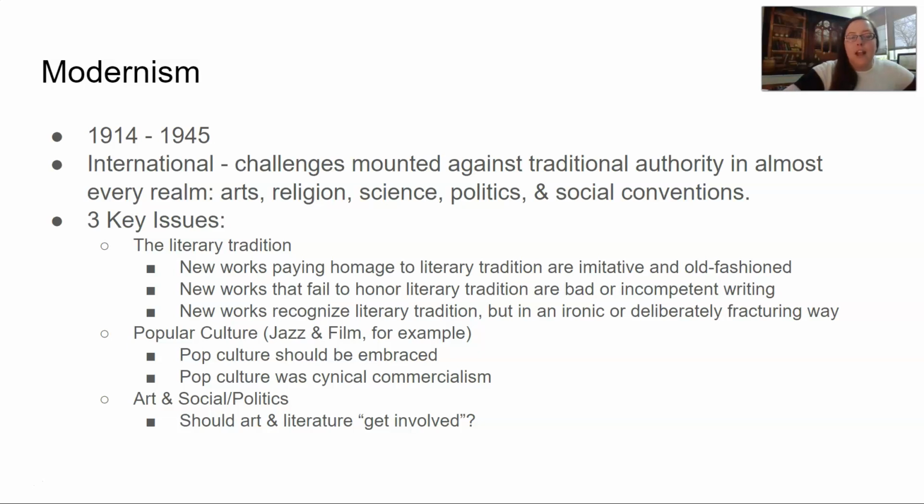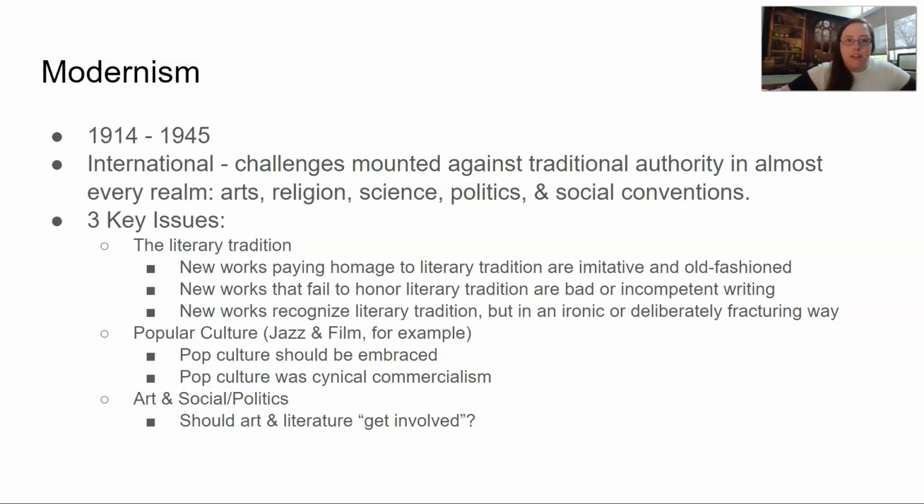If we're talking about challenging traditional authority in art, that means, who was the authority on art? What was that traditional painting style? Well, now painters are going to start challenging that, and you're going to see Cubism and Dadaism and things that are questioning whether art has to look the way that it's always looked for it to be considered good art.